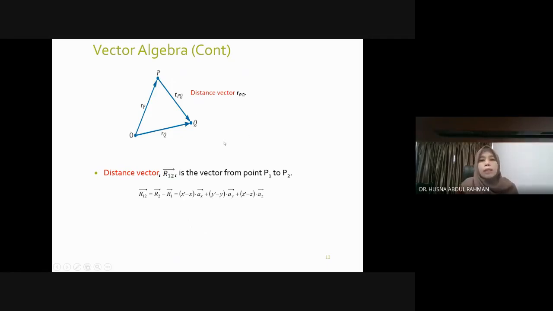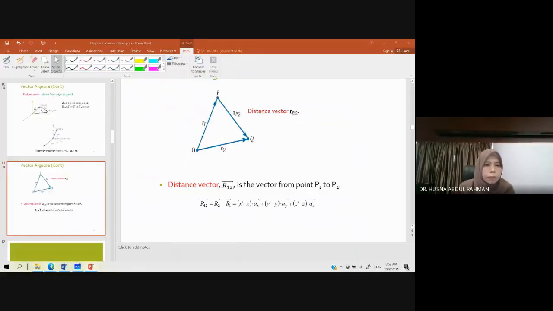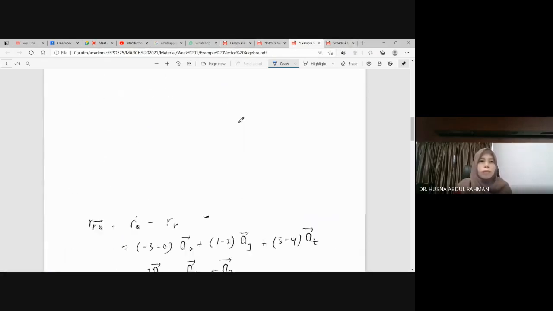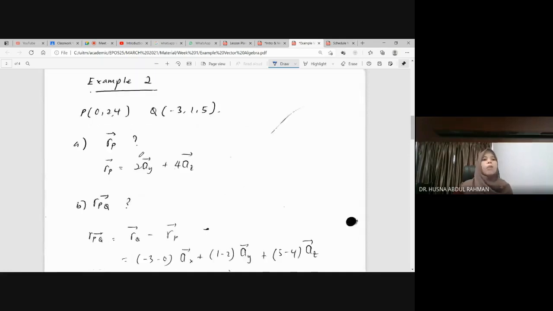So how do we determine this vector? You just minus the coordinate of the destination, the end, which is Q, minus with the starting point. Okay? Let's look at an example. Let's say P is located at 0, 2, 4. And then Q is at -3, 1, 5.